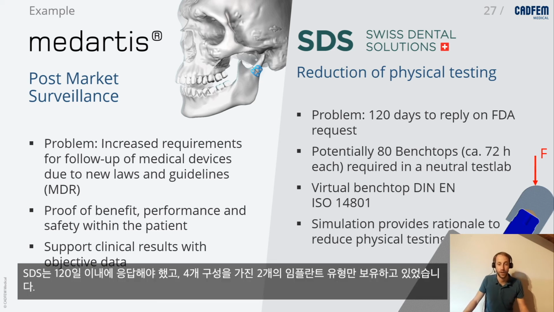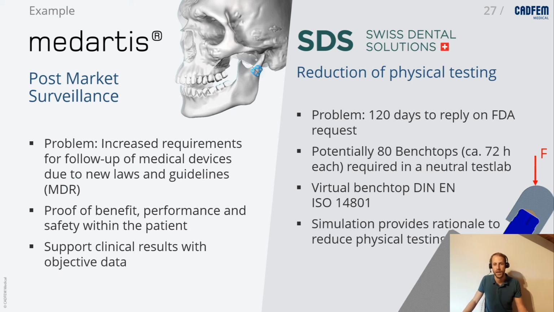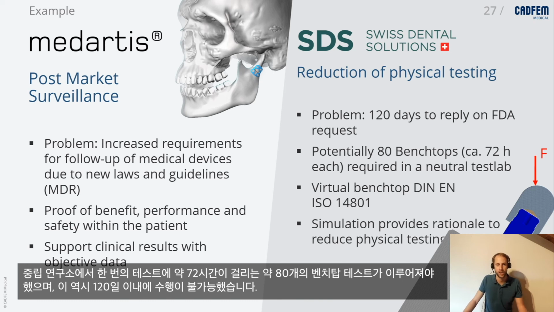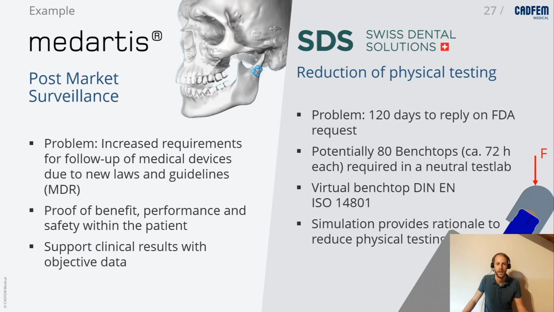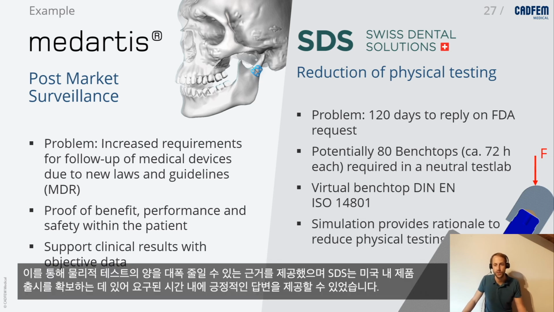SDS had 120 days to answer the request. They had only 2 implant types with 4 configurations, which would result in about 80 benchtop tests at a neutral lab, where one test takes approximately 72 hours. So you could easily imagine that that would have been also impossible to do within only 120 days. So we jumped in with simulation and provided evidence that the worst cases tested were really the worst cases. This provided rationale to drastically reduce the amount of physical tests, and SDS could positively answer the request in time, securing the product release in the US.